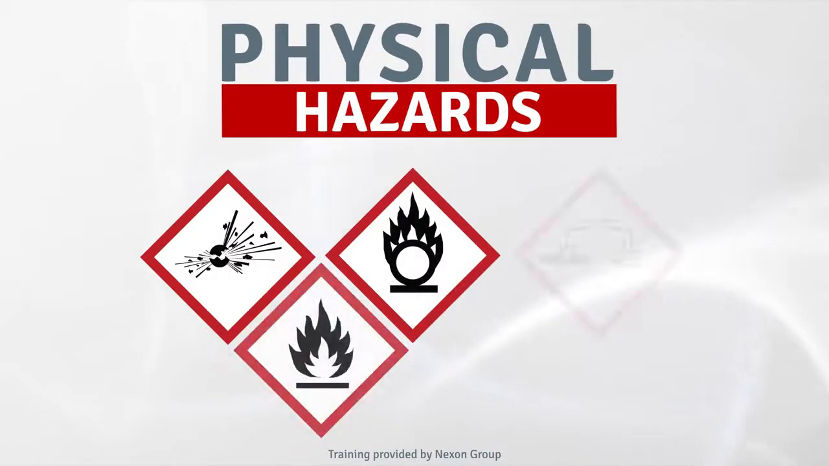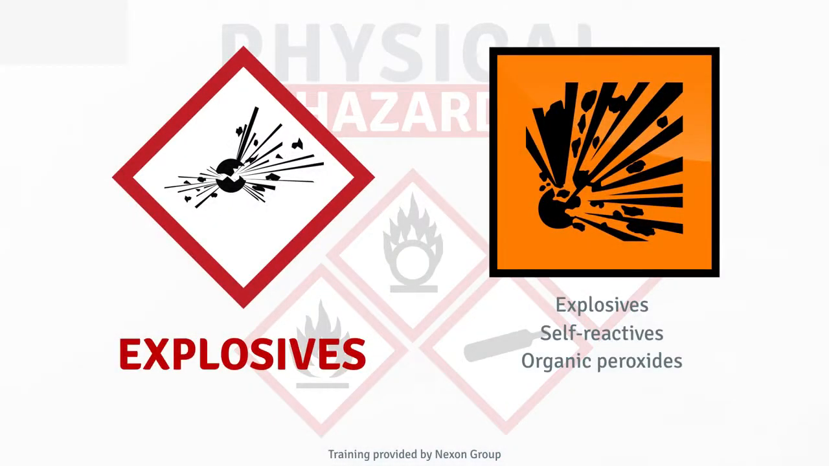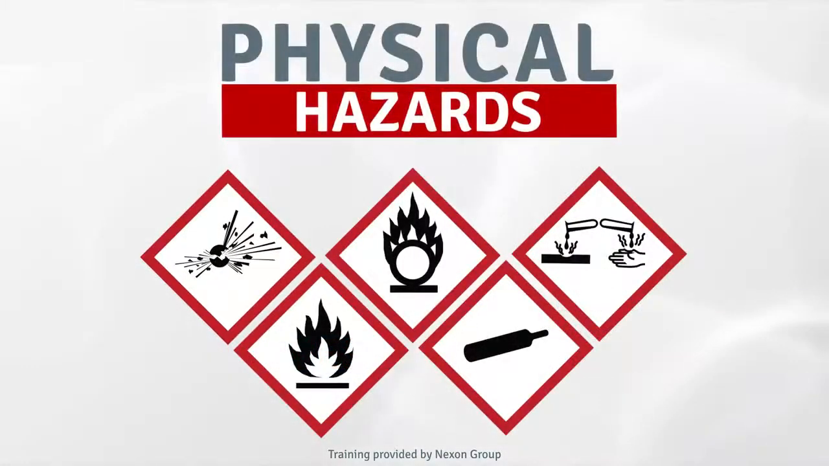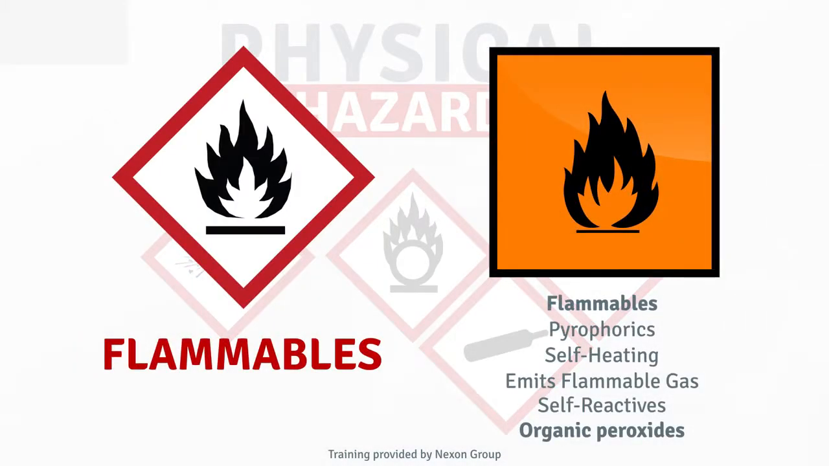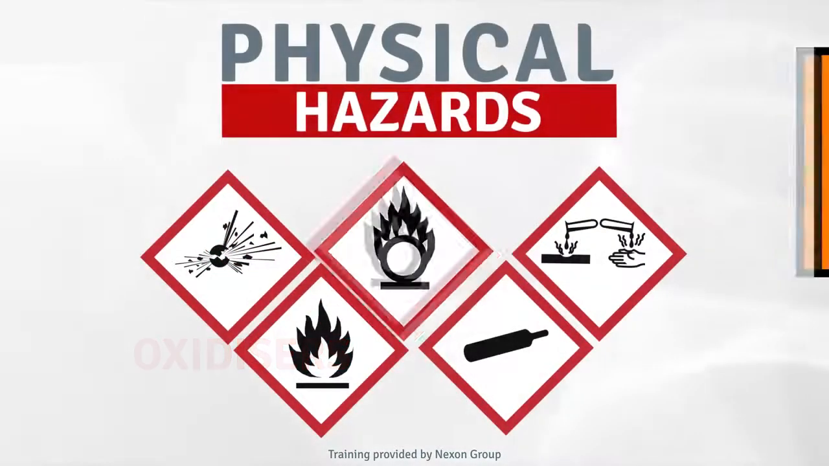Here you can see the 5 new CLP pictograms for physical hazards. This is the pictogram for explosives, self-reactives and organic peroxides. We have also displayed the old DPD orange and black symbol. This is the pictogram for flammables, pyrophorics, self-heating, emits flammable gas, self-reactives and organic peroxides. Again, you can see the old DPD symbol below. Here is the pictogram for oxidizers with the old DPD symbol showing below.